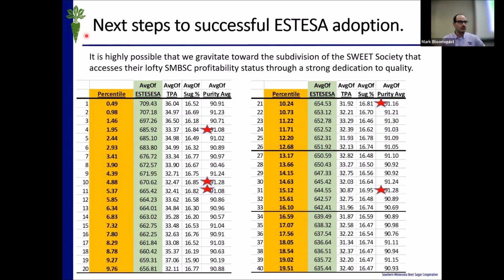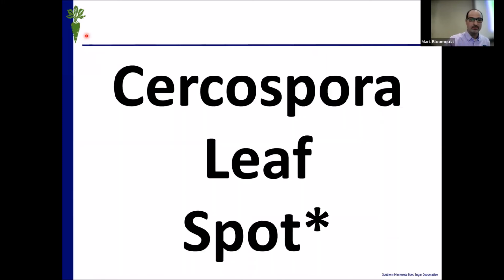Perhaps we might gravitate towards a subdivision of the Sweet Society that accesses their lofty goal from strong dedication to quality in particular. Those would be the ones that I've highlighted with a star. I might even point out this particular one because they are right next to each other. These two operations rank 14 and 15. They both have a 663 ESTESA score, one of them getting their ESTESA score quite a bit more from a tonnage perspective, the other one getting it from both quality and purity. So we start looking at some of these comparisons of operations, and we can start to make some assessments of how to produce a high quality, high profitable beet crop and do it in a way that doesn't forget about the sugar parameter.